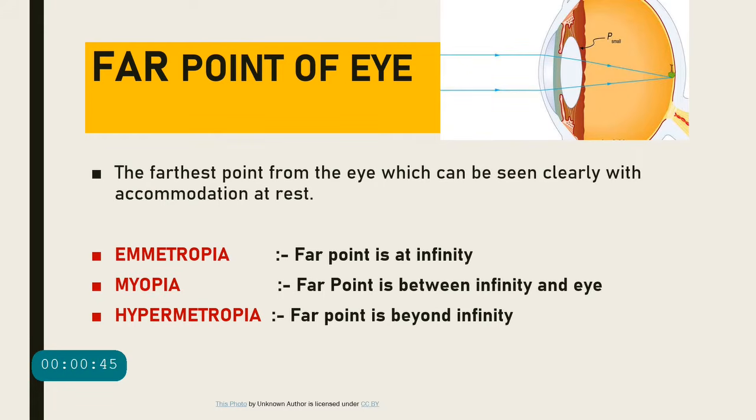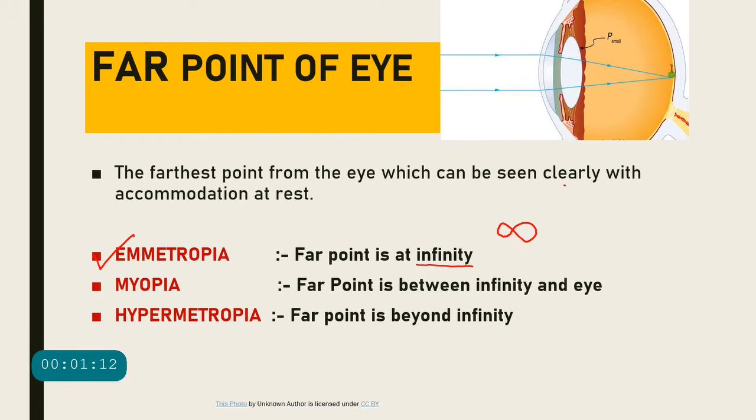So what is meant by the far point of the eye? The farthest point from the eye which can be seen clearly with accommodation at rest is called the far point of the eye. So when you take an emmetrope, the far point is present at infinity. What we mean to say is a normal eye which does not have any refractive error will be able to see almost up to infinity.